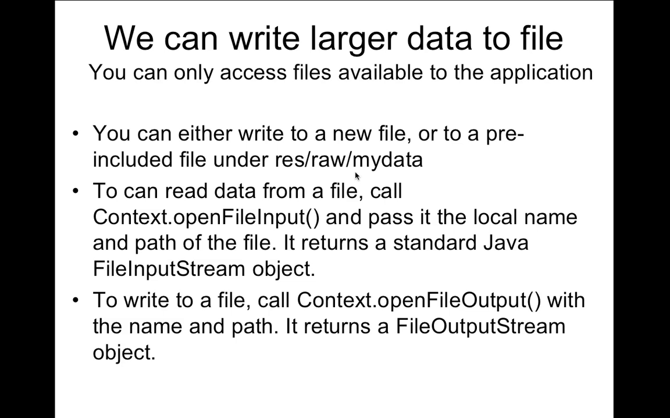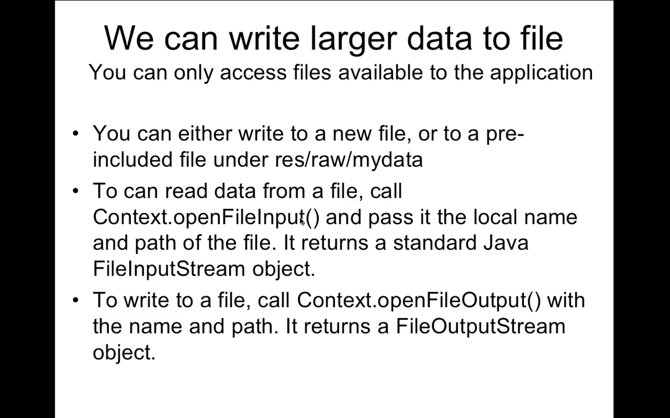So you can read data from a file, call context open file input, and pass it the local name of the path of the file. It returns the standard Java file input stream object. So it's just like the Java I/O that we looked at. In fact, I believe I talked about the Java I/O on the Android a couple weeks back.